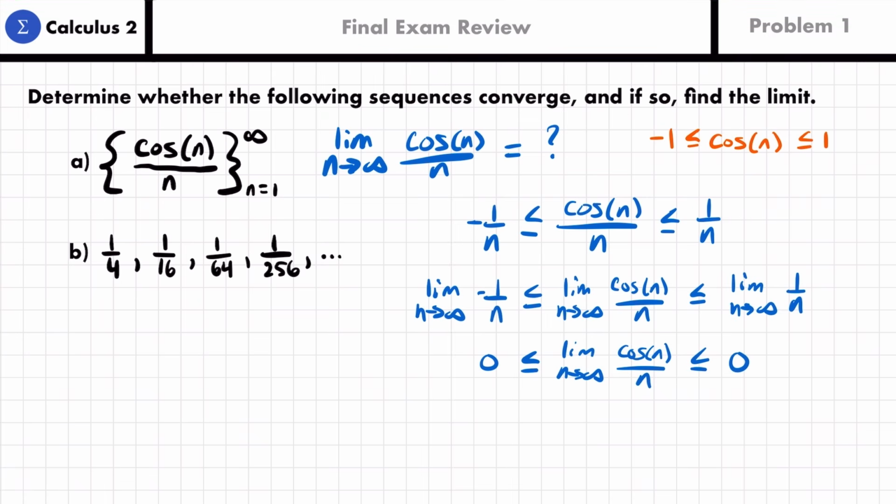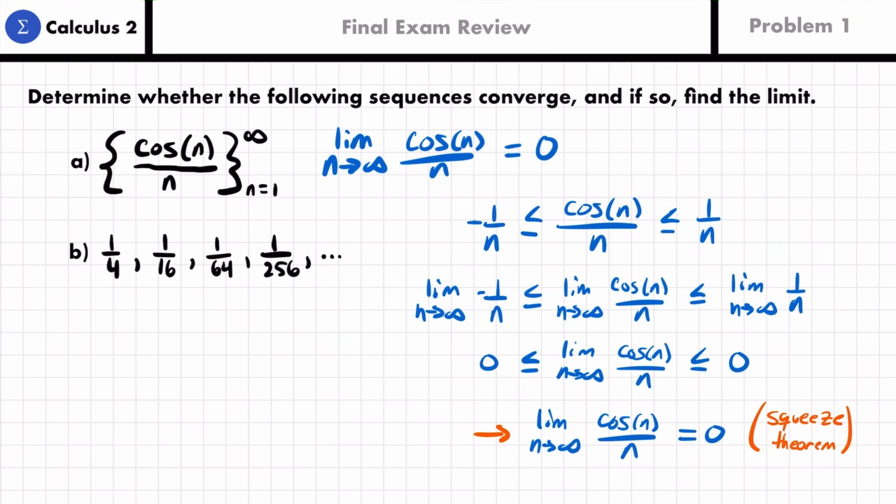And so that leads to our final answer here. We can now say that the limit as n approaches infinity of cosine of n divided by n equals 0, and that was by using the squeeze theorem, which means that for our sequence, since that limit is a finite value, the sequence converges, and it specifically converges to a value of 0.